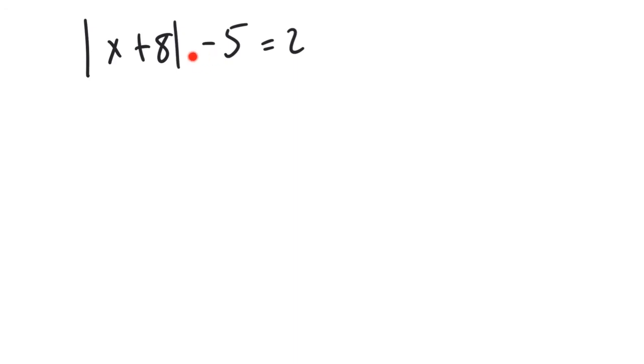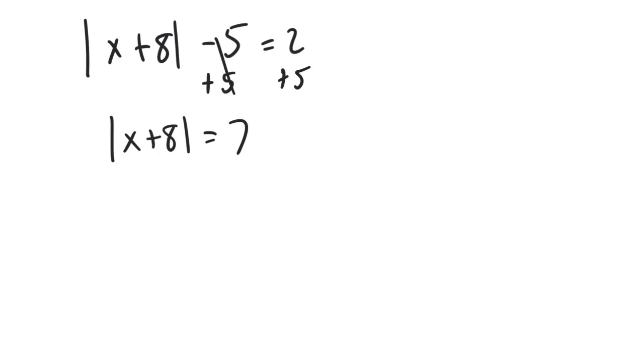Now with this problem, we have a negative 5 or a subtract 5 on the same side as what we already have our absolute value stuff. So first thing we want to do is move that 5. We're going to add 5 to each side. And we'll just bring down our absolute value of x plus 8. And that's going to equal 7.